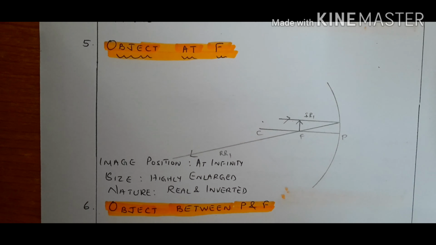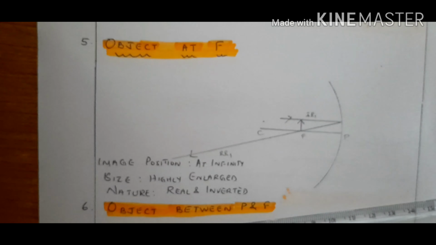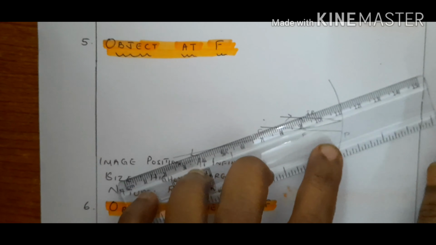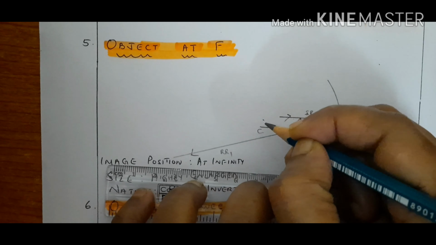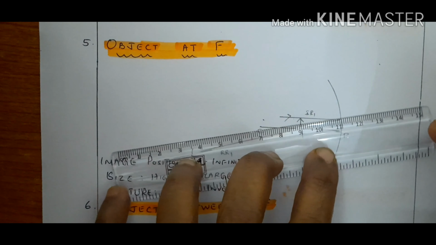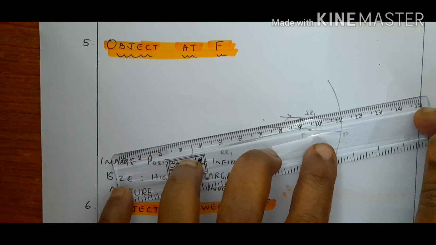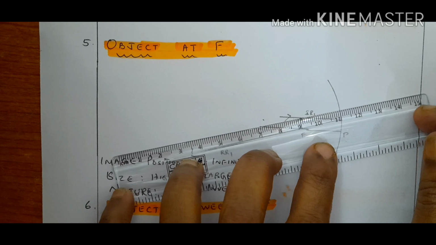Now, the second ray. Okay, in this case, since the object is on top of the focus, I cannot take the ray that passes through the focus. So I can take any other ray. Here I am going to take the ray that passes through the center of curvature. Okay, so touching the top of the object, passing through the center of curvature.